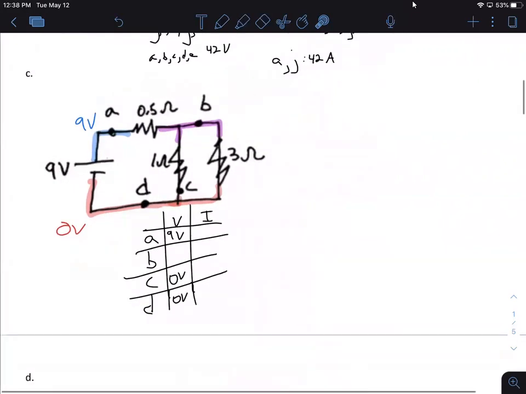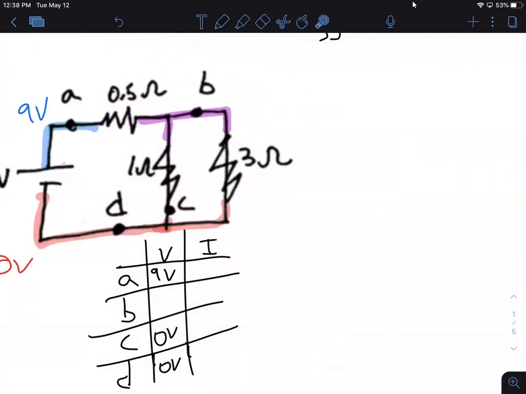And I say, where can I find the current? Well, I don't know this voltage change, so I can't find the current with this resistor. I don't know this voltage change, so I can't find the currents through these resistors. I do know the change of the battery though. So if I make these an equivalent resistor, I can then find its current. So I want to stick together. What can I stick together first?